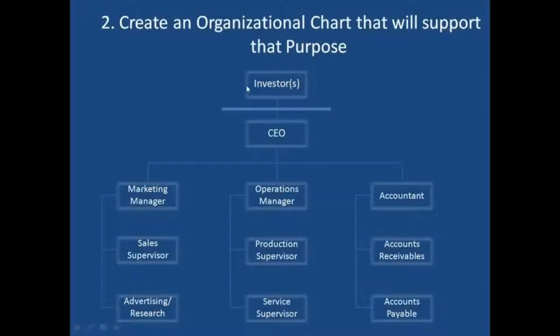Now, this is it. Start from the top. Who is the investor? The investor may be you, the business owner. And then there's the CEO. The CEO reports to the investor. That is you reporting to yourself, whatever the structure is. And now start creating positions that will support your purpose. Example, let's say you have a fitness studio business where your main purpose is to help people to feel and look fit and live a healthy life. Now you need to create a structure that will support that purpose.